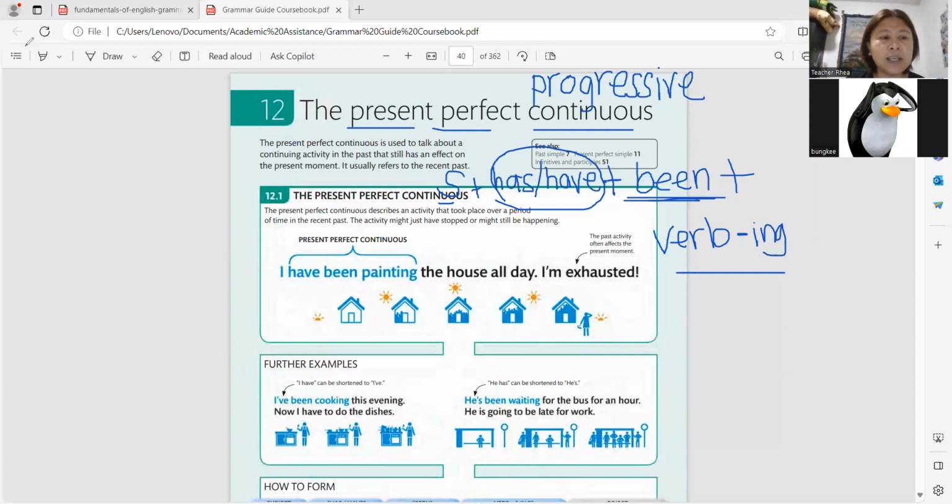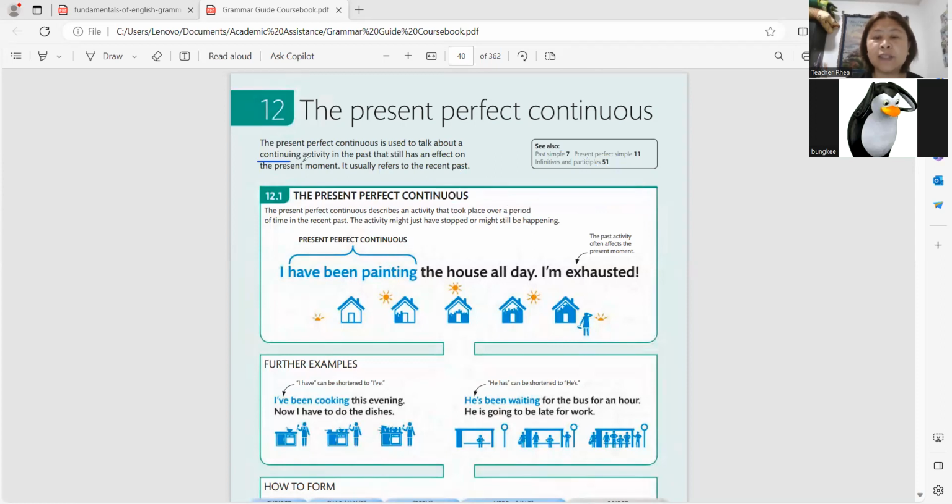So the present perfect continuous is used to talk about a continuing activity in the past that still has an effect on the present moment. So it happened in the past, but it's still continuing. You're still doing it in the present, and it has an effect on the present moment. So if this is the now time, this is the now time.